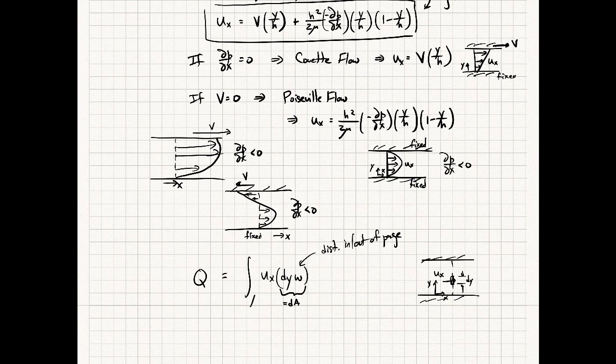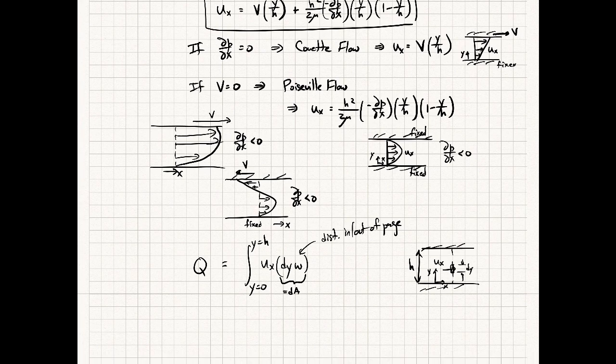And then I'll integrate that as y goes from 0 to h to go all the way across the channel. And I would just substitute this velocity profile in down here and do the integral, and then I get the volumetric flow rate. I could multiply that by density to get the mass flow rate. So we could find that.